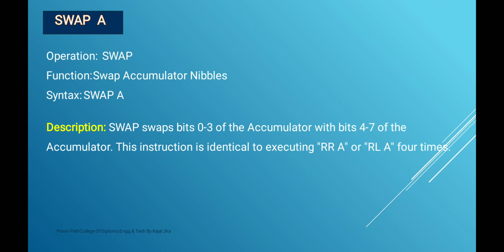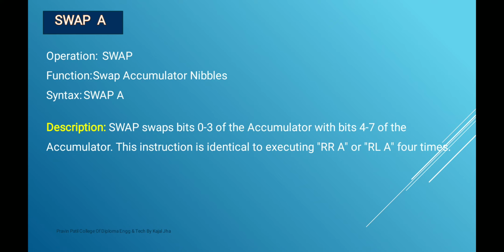After that, SWAP A. What is the operation? Swap means you have to swap the nibbles of the accumulator. Description: it swaps the bits 0 to 3 of the accumulator with bits 4 to 7 of the accumulator. This instruction is identical to executing RRA and RLA.